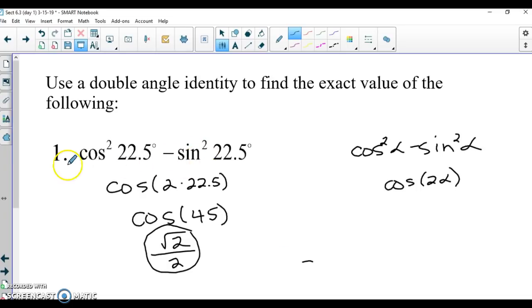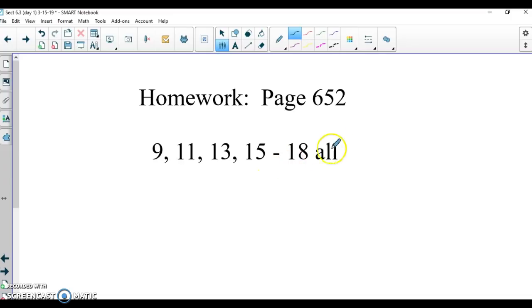All right, we're just going to kind of start slow with this section. And those are the 2 kind of main problems we deal with. We went over the proofs of how to generate the identities. But here's what I want you to do for the rest of the period. I want you to work on page 652, 9, 11, and 13, 15 through 18, all.